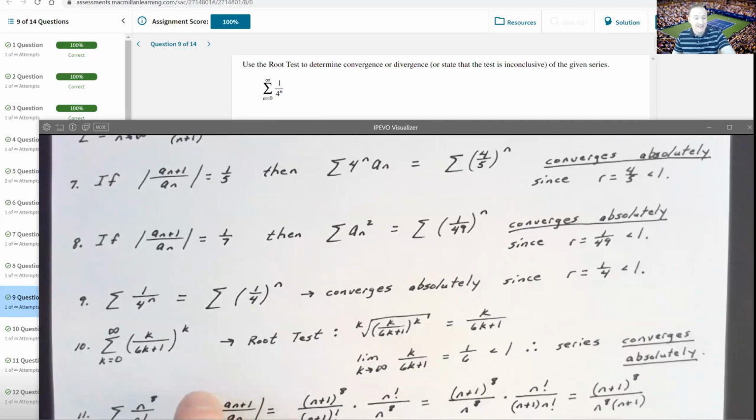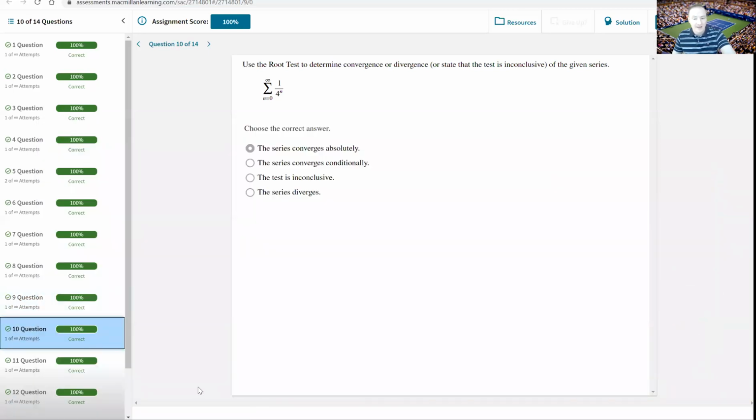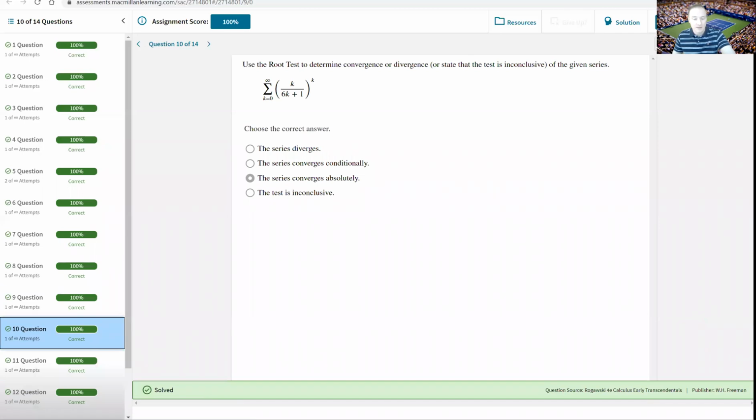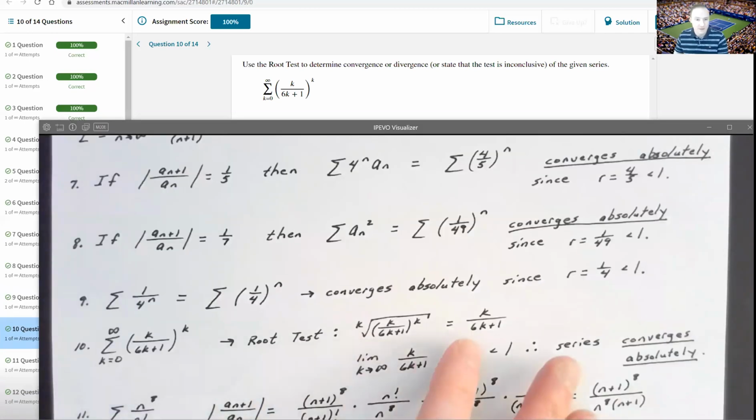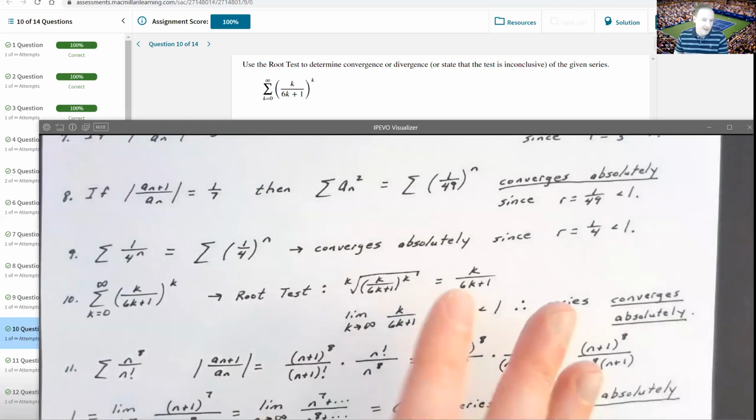The next one I did use the root test on. So number 9, it asked us to use the root test. I chose not to because it was silly to use the root test on such an easy problem.